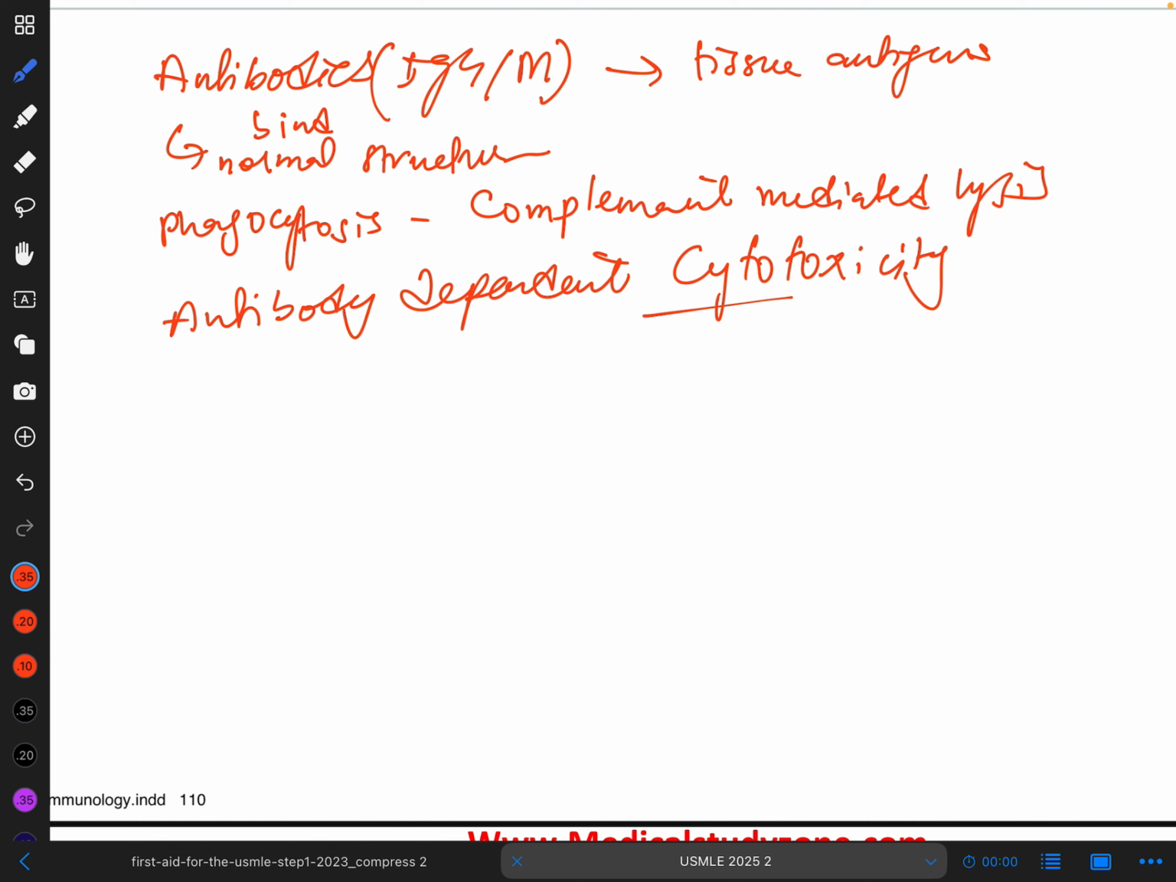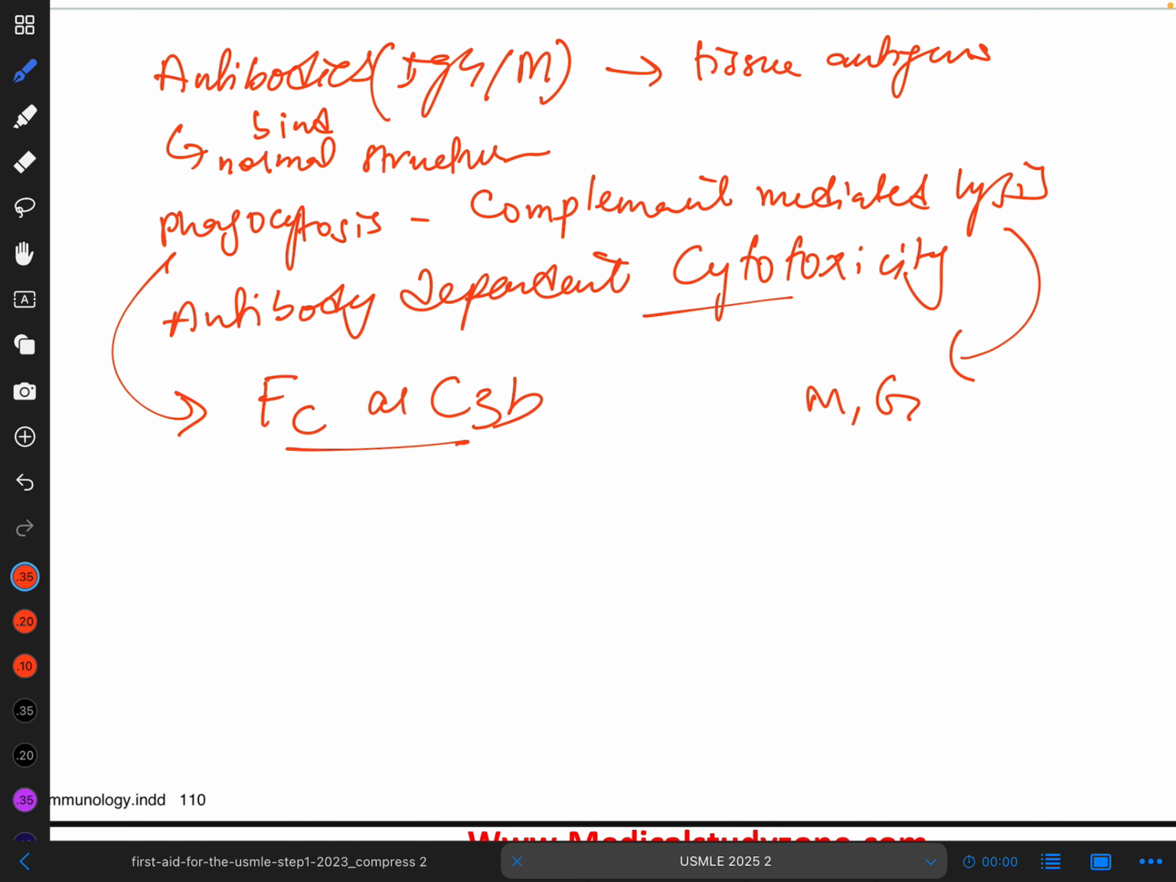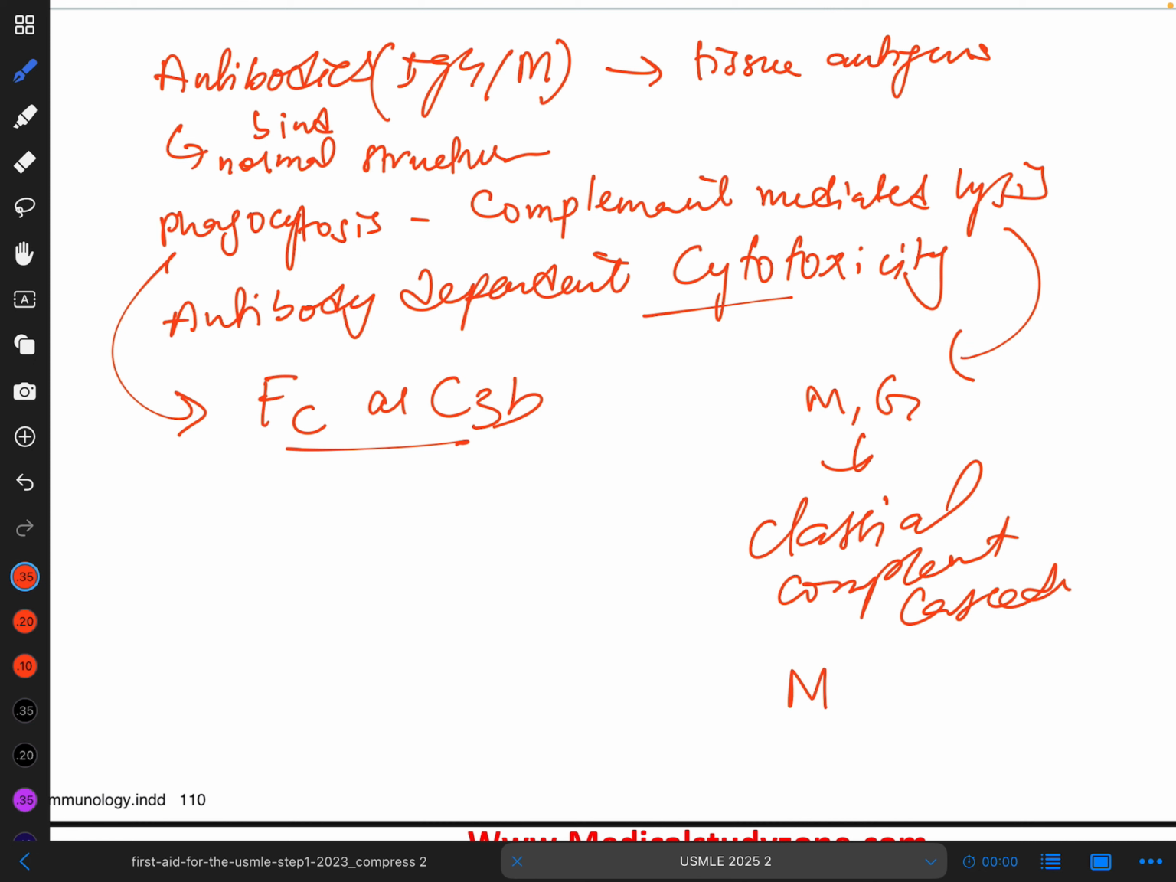In phagocytosis, there will be Fc receptors or C3b receptors in phagocytes. In complement, there will be IgM or IgG that goes with the classical complement cascade, or there will be formation of MAC, and that MAC will go for the cell.